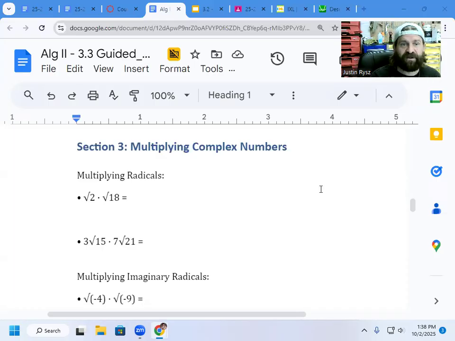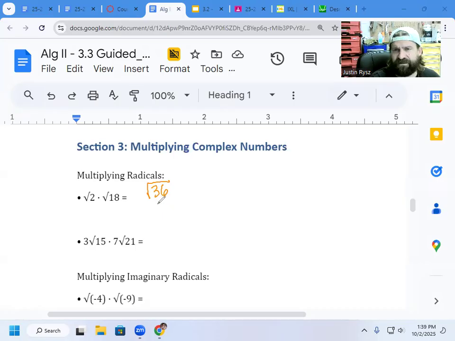So now we're going to be multiplying complex numbers. When we're multiplying radicals, the first thing we do is multiply the radicals. We multiply inside numbers, outside numbers, and then we break them down. So if we have radical 2 times radical 18, we get radical 36.